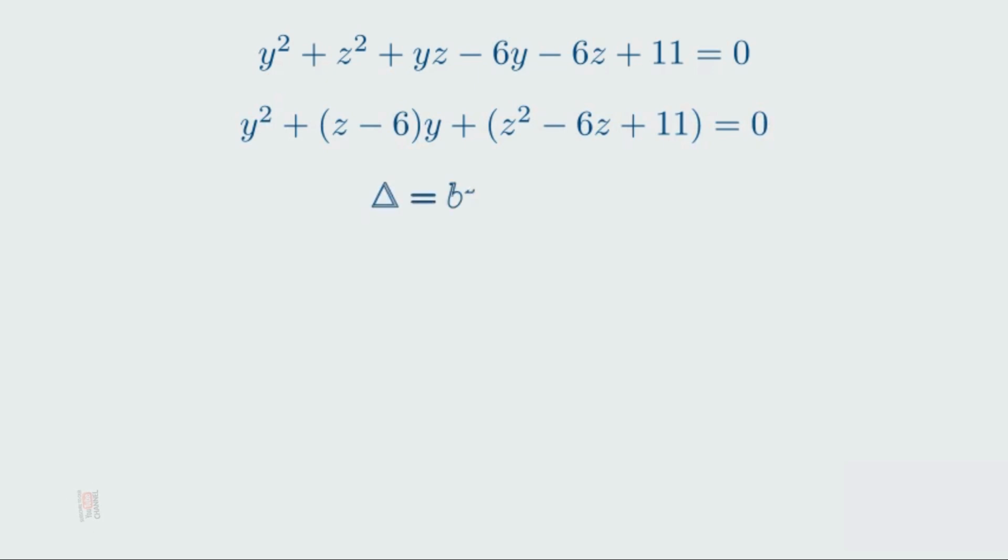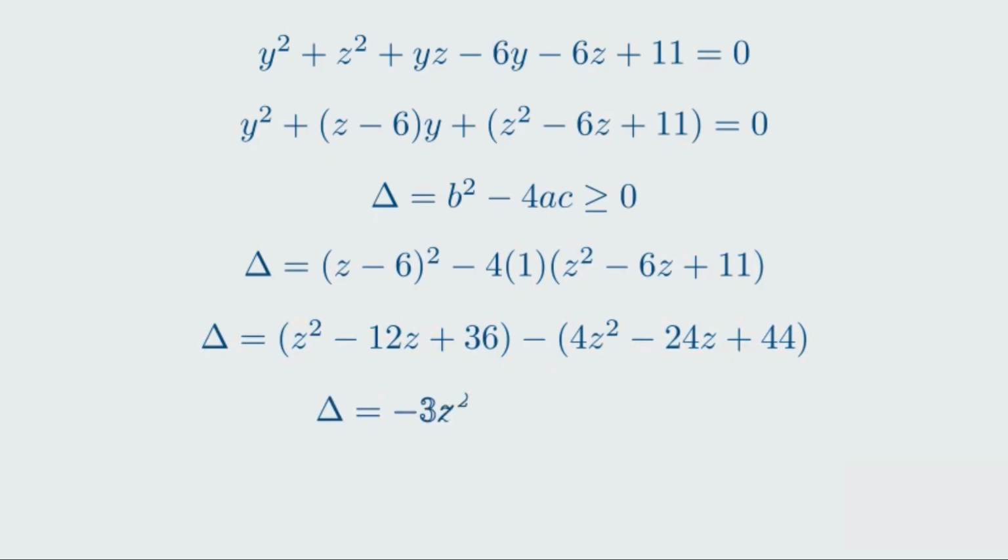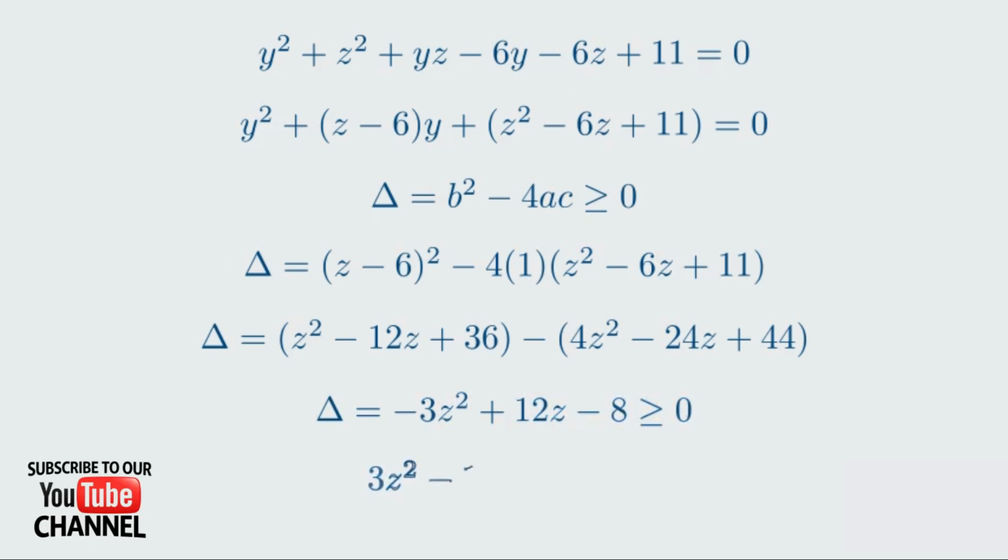The discriminant, delta, is b squared minus 4ac. Here, b is z minus 6, and c is the constant term, z squared minus 6z plus 11. Expanding this, we get z squared minus 12z plus 36 minus 4z squared plus 24z minus 44. Combining like terms gives us negative 3z squared plus 12z minus 8. This discriminant must be greater than or equal to 0. Multiplying by -1, which flips the inequality, we get 3z squared minus 12z plus 8 is less than or equal to 0. This inequality tells us the range of possible values for z.